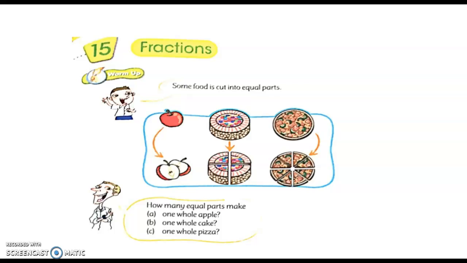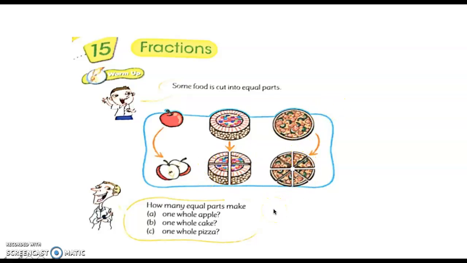Now see, this is another topic that we are starting today, which is called fractions, which is chapter 15. Now, look at this one. Look at the food items here, the apples, the cake, and the pizza. The apple is cut into 2 pieces. The cake is cut into 4 pieces. The pizza is cut into 8 pieces.